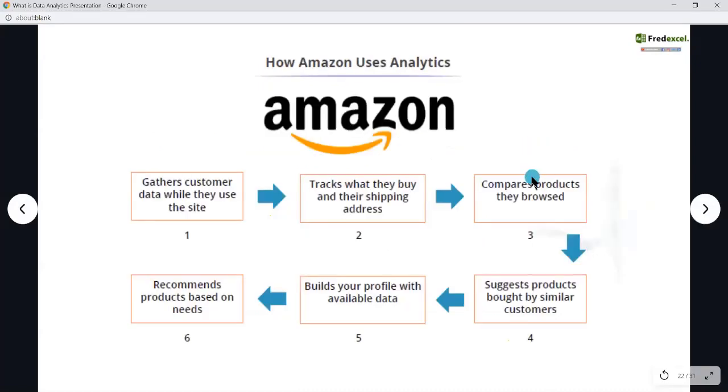Then we have Amazon. Interesting. Amazon gathers customers' data while they use the site, tracks what they buy and their shipping address, compares products they browse, recommends products based on needs, builds your profile with available data, then suggests products bought by similar customers. Is that not interesting? I'm sure some of you might have done some shopping on Amazon. You will see that the moment you purchase an item, it quickly tells you that when people bought this, in addition they bought this.